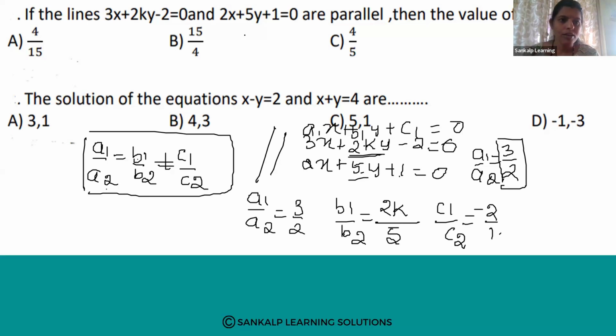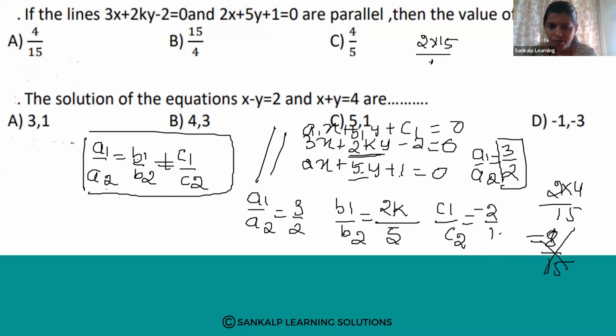So go through the options. 4 divided by 15: 2 into 4 divided by 15 is 8 divided by 15. This does not work. Next, 15 divided by 4. K value is 15 divided by 4, so 2 into 15 is 30 divided by 5 into 4, which is 20. 0 will get cancelled, we are left with 3 divided by 2. So A1 divided by A2 value and B1 divided by B2 values are matching here.